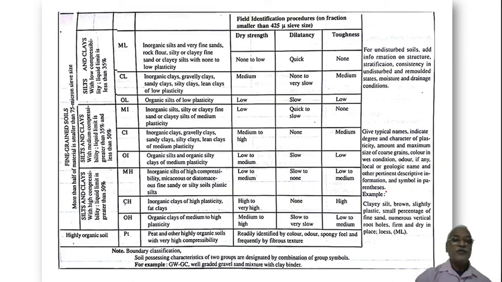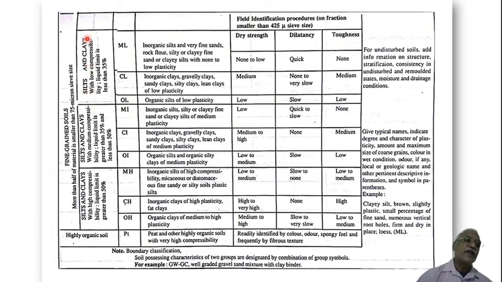Now the same thing is put in the IS table, Indian Standard Table. So what is written here is fine grained soils. How do you recognize? It is said that more than half of the material is smaller than 75 micron sieve. Then it is fine grained soil, that is to say either it is a clay or a silt or organic soil. Now ML, CL, OL, you have seen that. L stands for low compressibility.